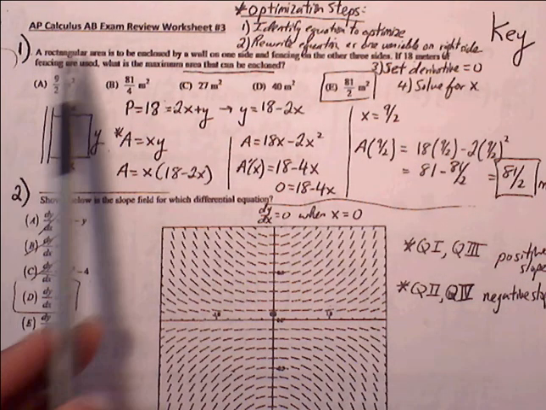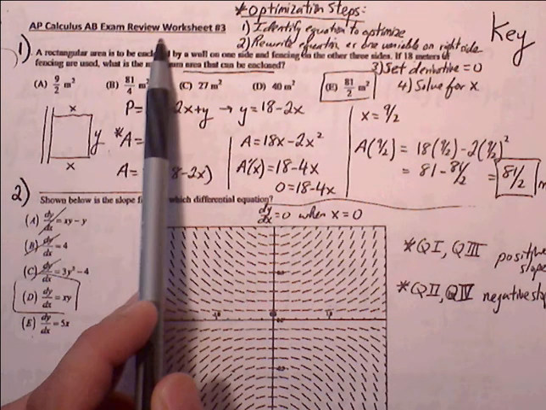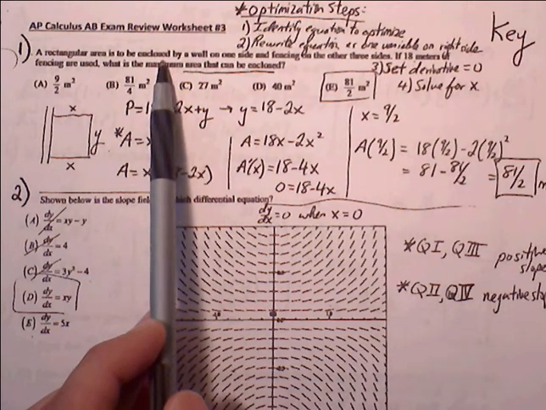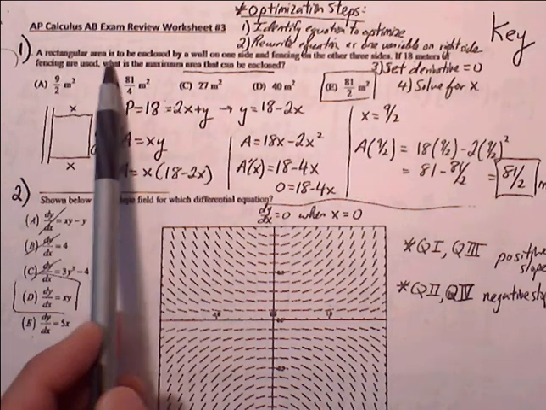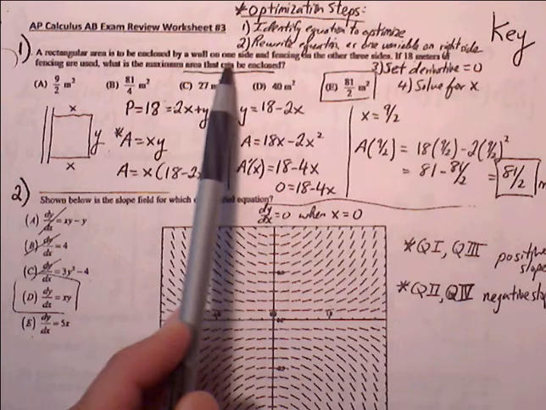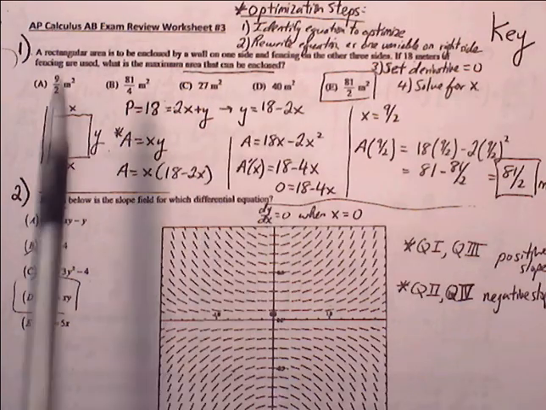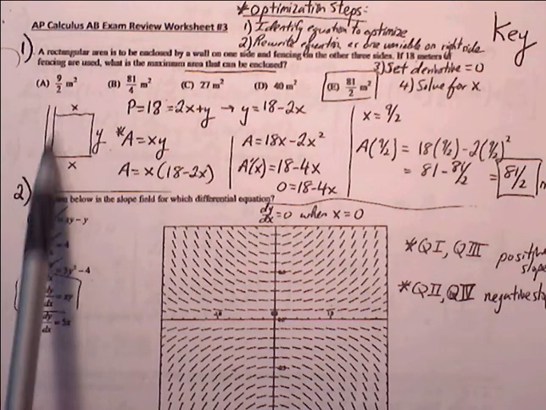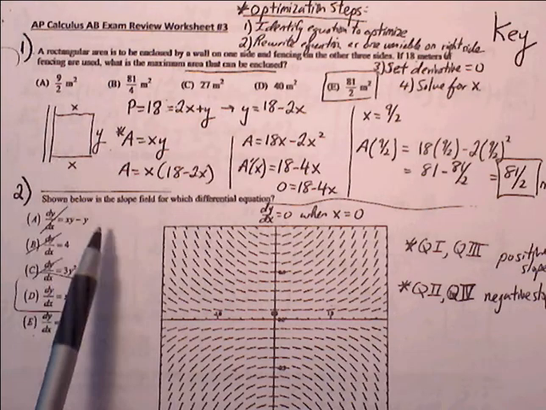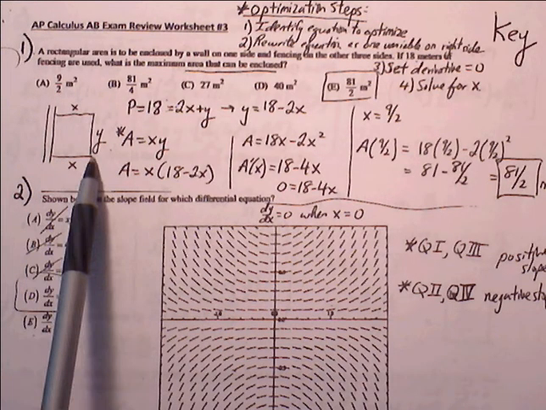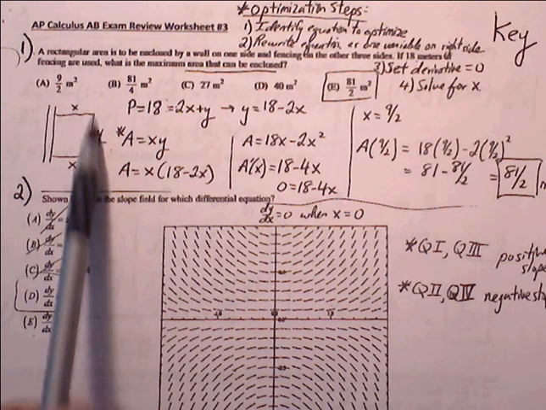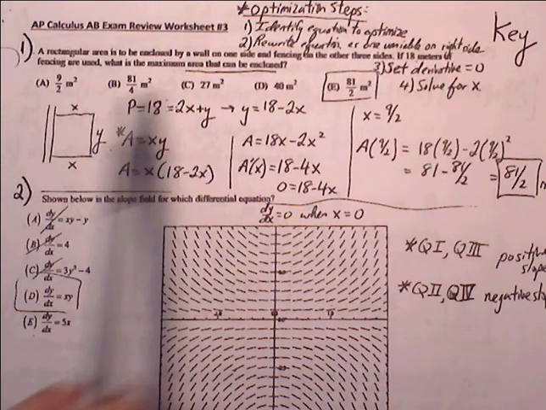Let's look at AB Exam Review Worksheet 3. Number 1 is an optimization problem. It says a rectangular area is to be enclosed by a wall on one side and fencing on the other three sides. So here's the wall, and we have two sides that are parallel forming the rectangle, and then we have the vertical side. I'm going to call this the Y value.